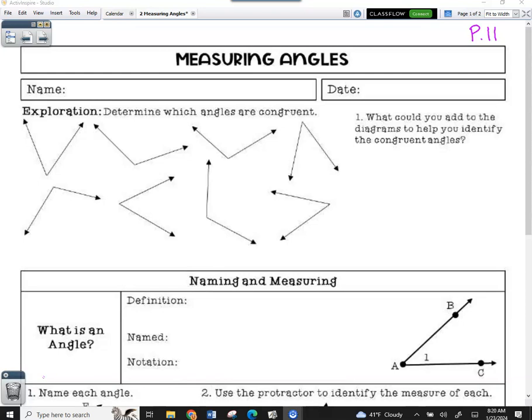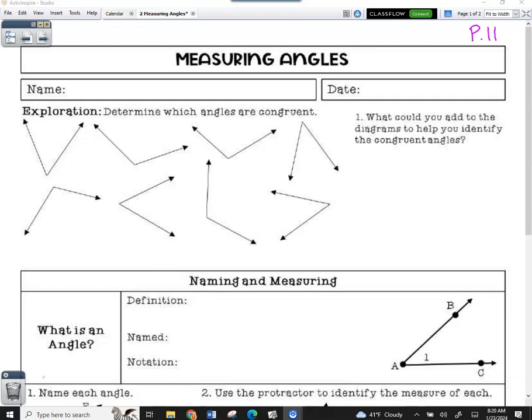This is page 11. We are looking at angles. We're going to look at the geometric definition. We're going to look at how to name them. And then we're going to get into how to measure them. If you look at the top, this is kind of just an exploration. We're going to guess, without actually measuring, which angles we think look the same.